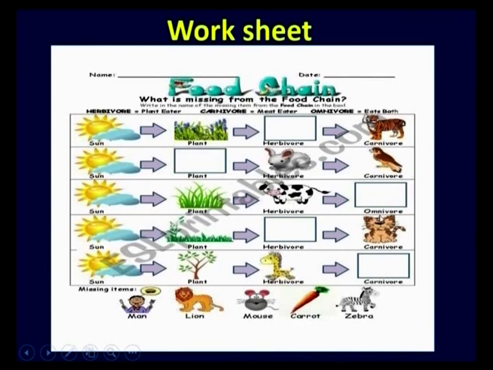Next, plant, herbivore. Now here you have to write the omnivore which is suitable for this food chain. And next, plant, herbivore, and next here carnivore, it is a cat. Based on that, you have to fill in the blank by taking a suitable example here. So, complete all these food chains. By this you understand that photosynthesis is important.